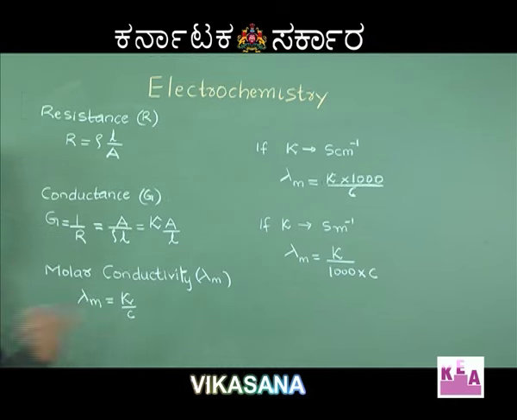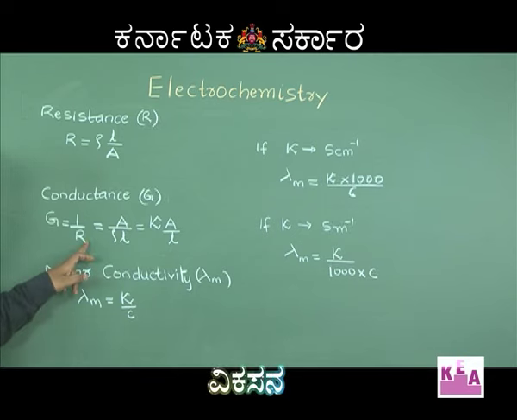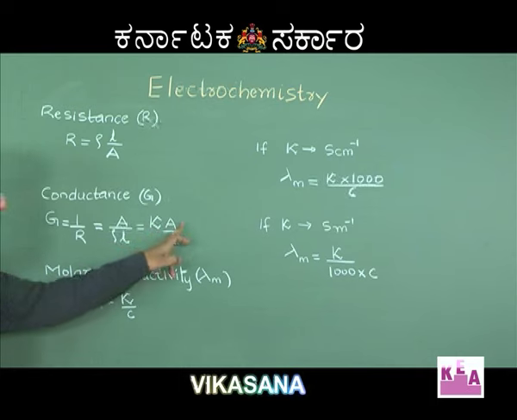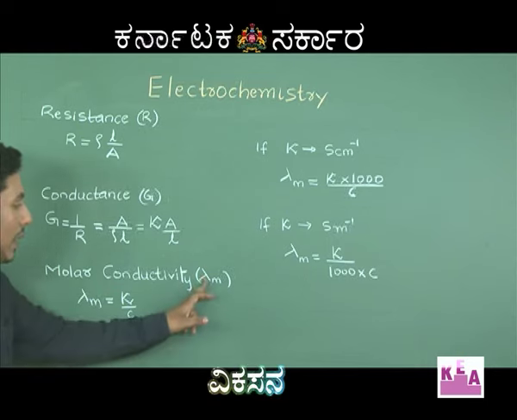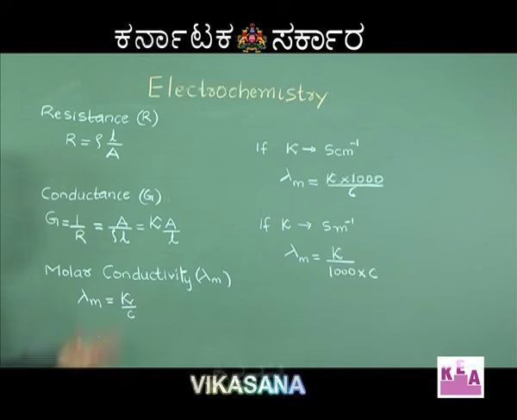Conductance is the ease with which electricity flows through the conductor. Conductance is the reciprocal of resistance and it will be equal to the Greek letter kappa A by L, where the Greek letter kappa means conductivity or specific conductance. Molar conductivity, denoted by lambda m, is the conductance of a solution containing 1 mole of electrolyte.